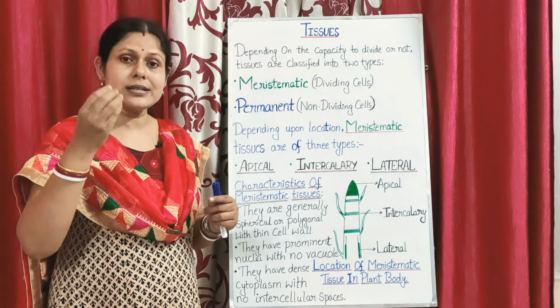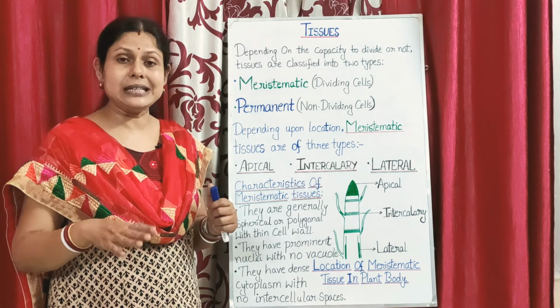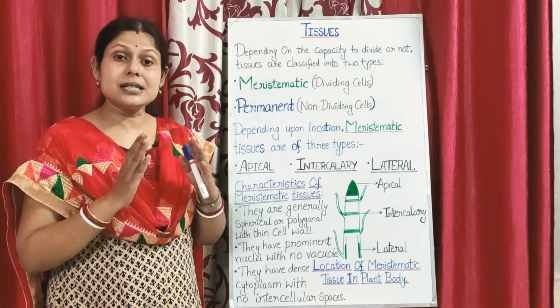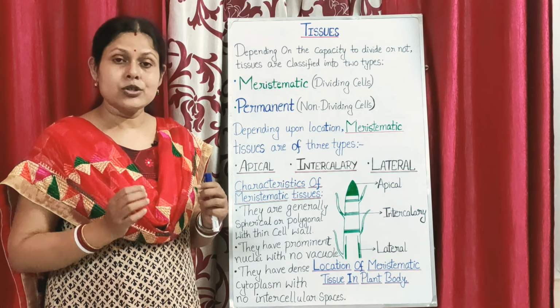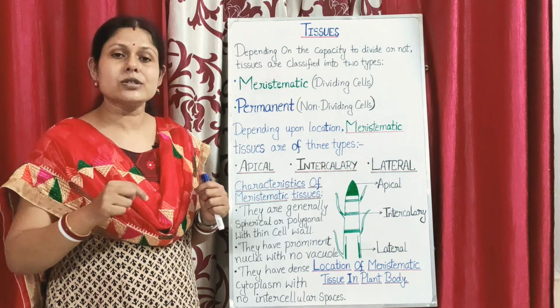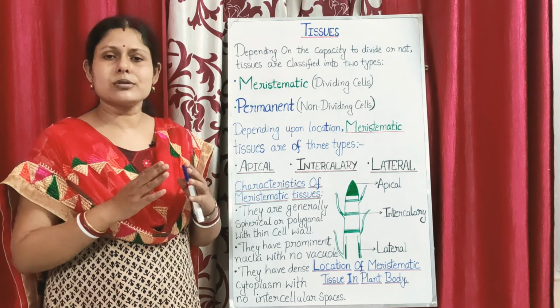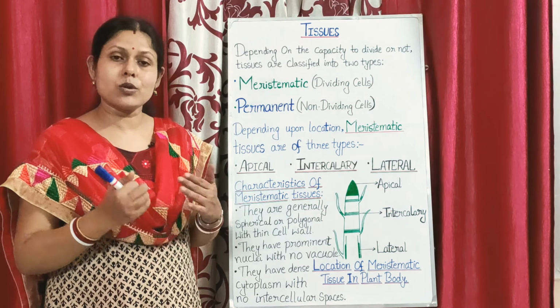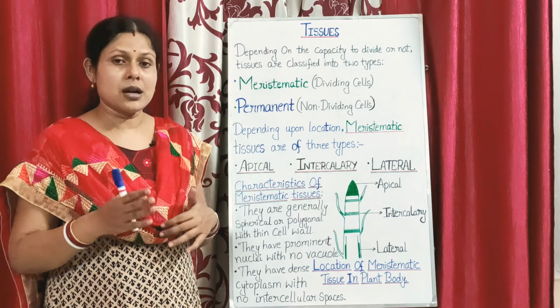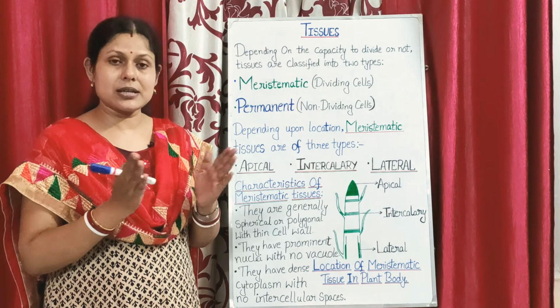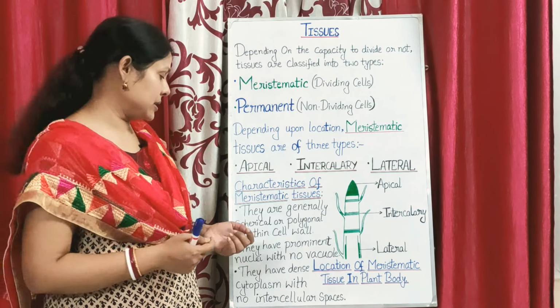If their cell wall has extra deposition of lignin or suberin, it is difficult for that cell to divide. So meristematic cells have a cell wall which is made up of only cellulose, so it is easy to divide. The cell wall can divide, and the internal organelles as well as the cytoplasm can also divide very easily.